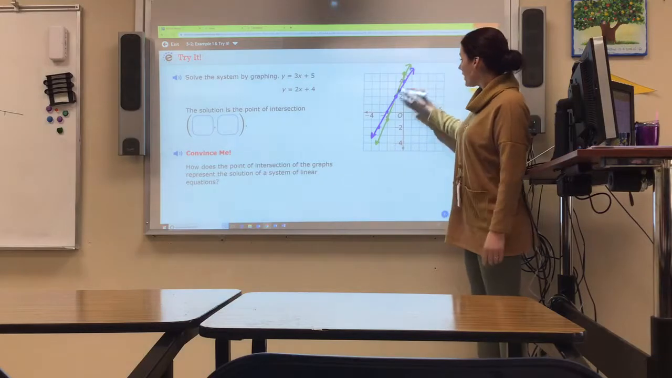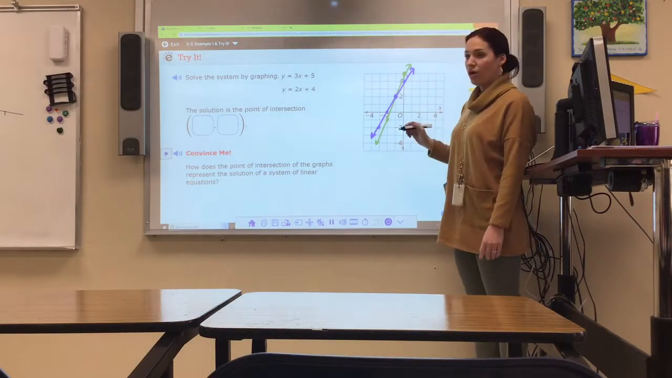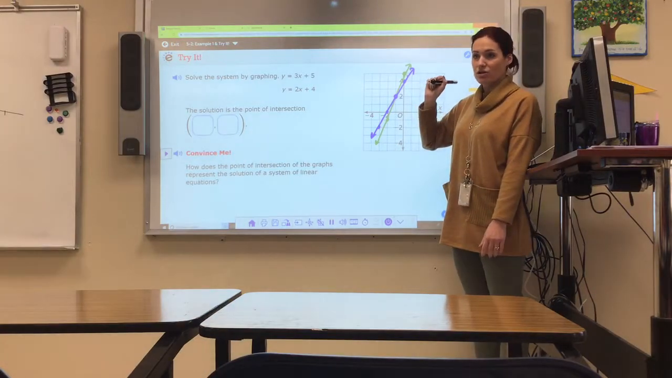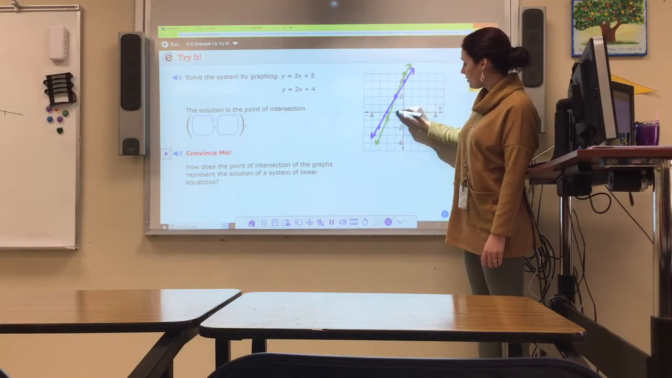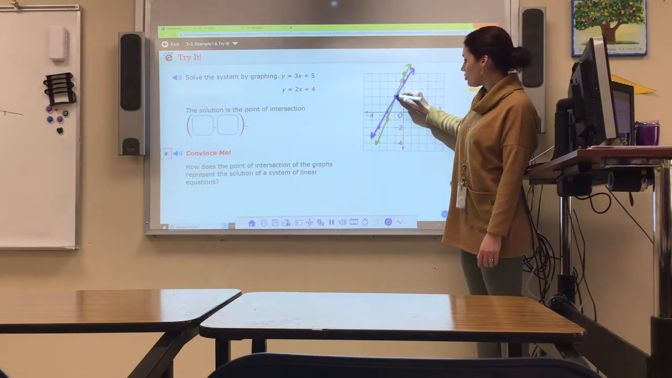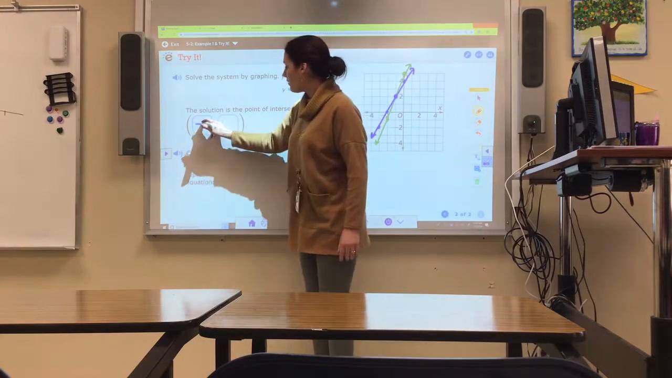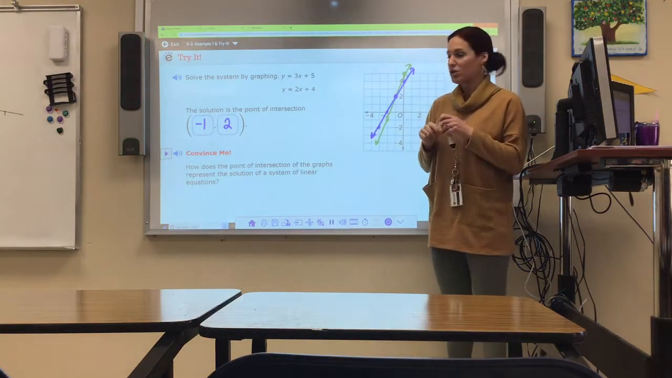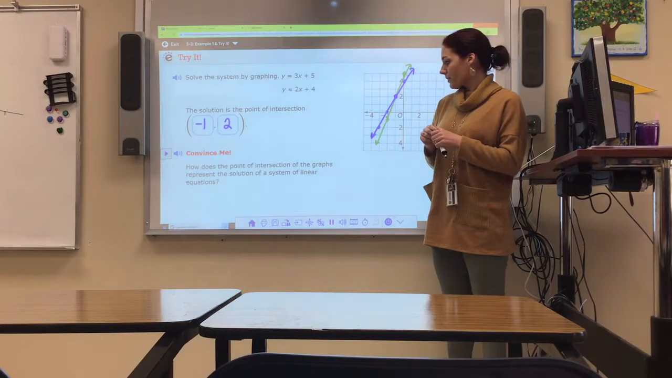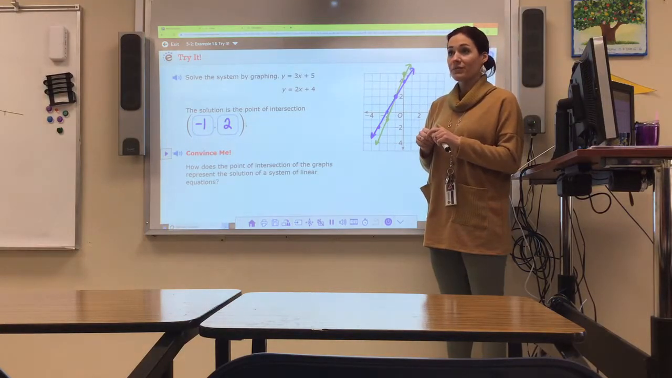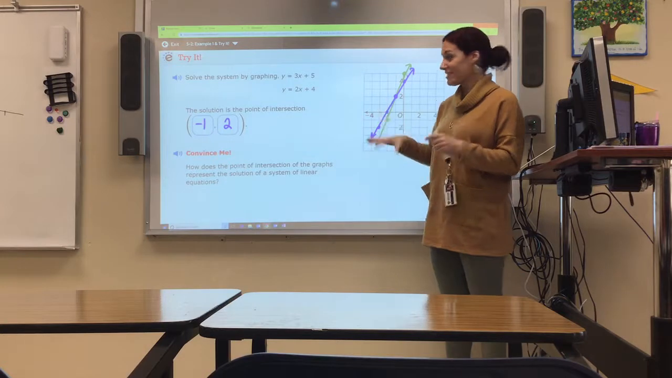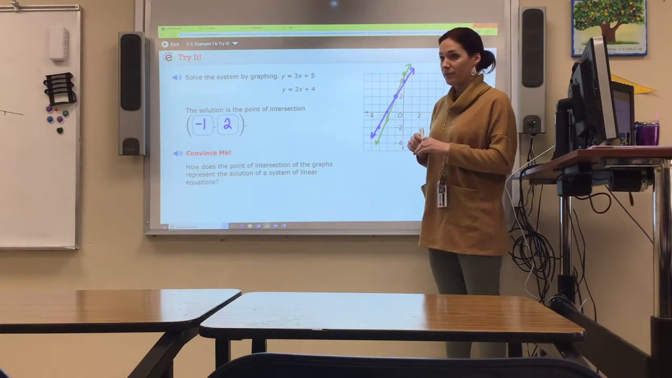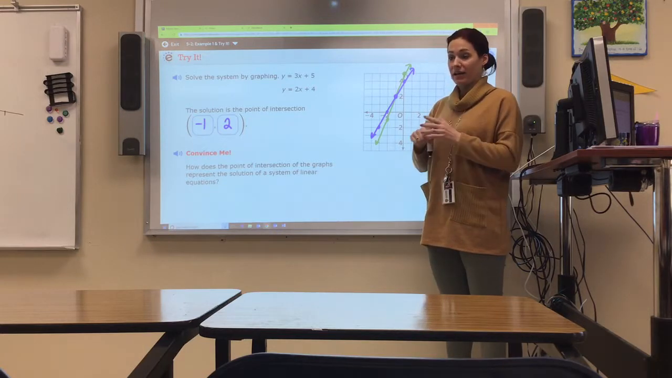Okay. So here's our intersection point right here. It's the only point where you had a green dot and a blue dot at the same point. So that's our solution. It is at -1 on the x-axis, 2 on the y-axis. So -1, 2 is our solution. -1, comma 2 is our solution. That's it. That's our solution right there. We found a solution because that's where they met.